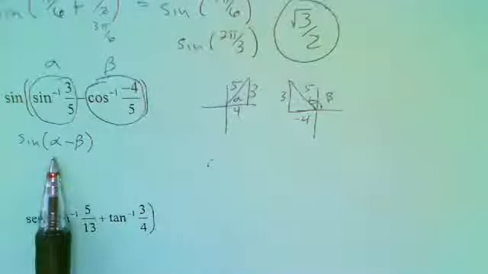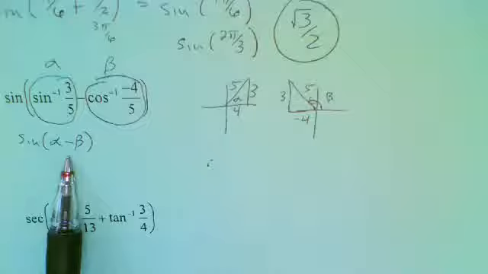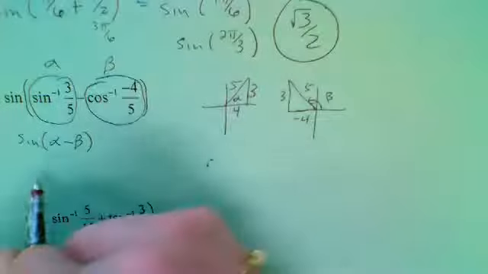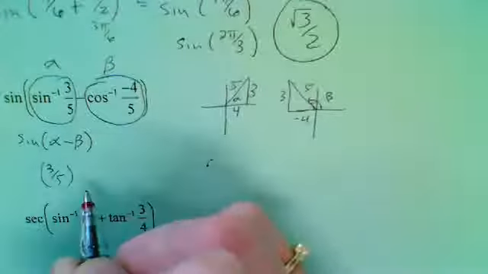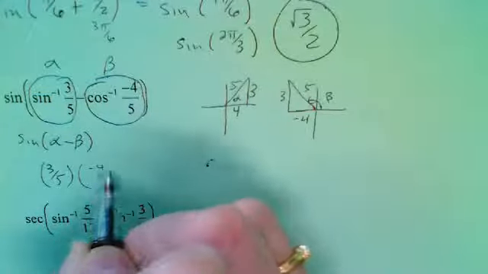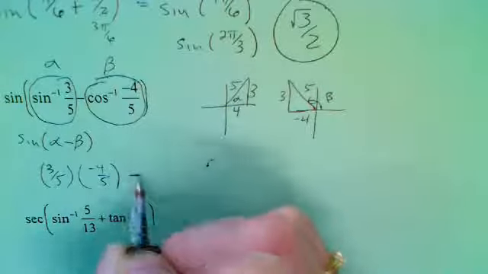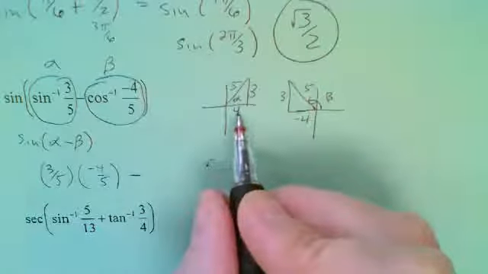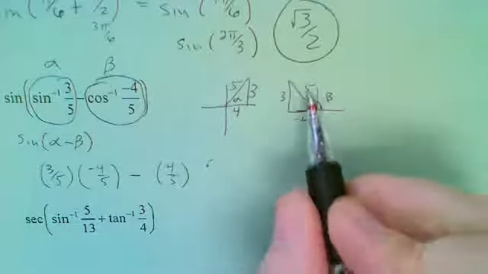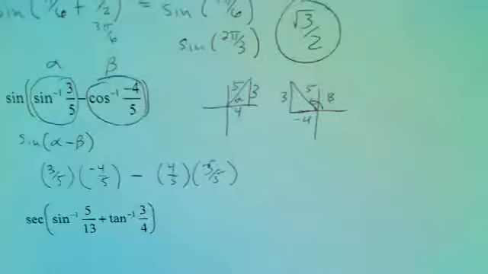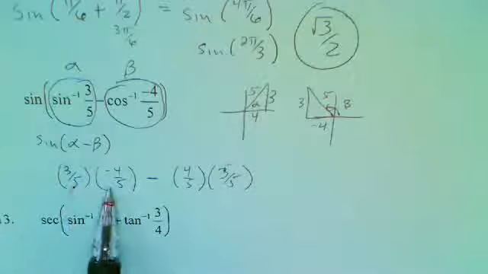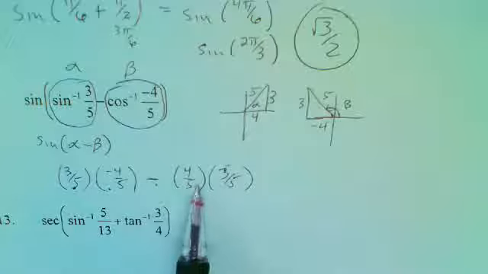So when I go to my formula sheet, sine of alpha minus beta says I'm going to take the sine of alpha. Here's alpha, sine is 3/5, times the cosine of beta, so I go to beta, the cosine is negative 4/5, minus the cosine of alpha, so cosine of alpha is 4/5, times the sine of beta, which is 3/5. So I'm just filling in what the formula for sine of alpha minus beta says to do: sine of alpha, cosine of beta, minus cosine alpha, sine beta.